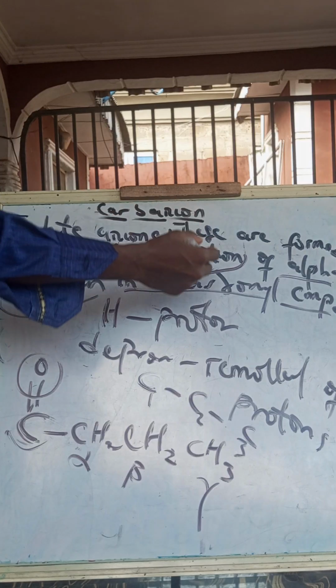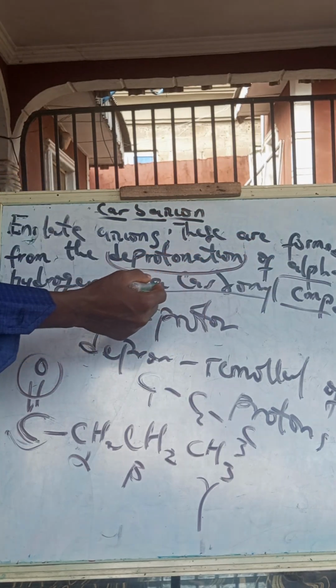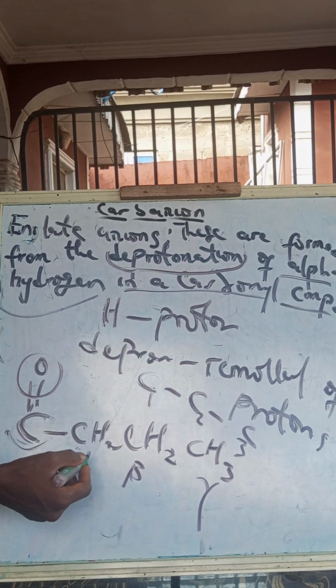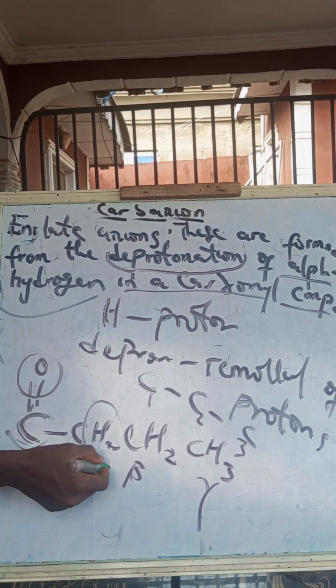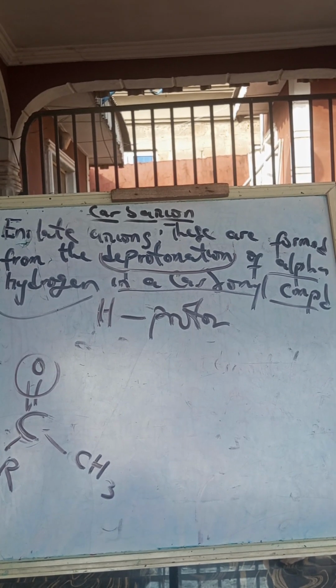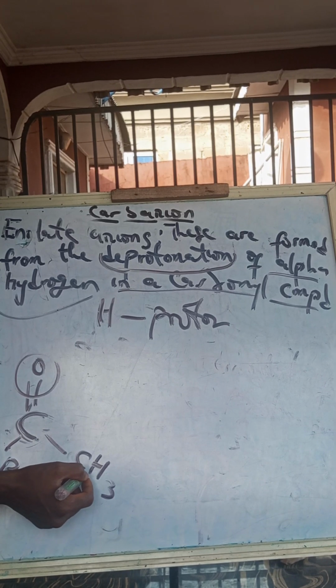Now the statement says these are formed from the deprotonation of alpha hydrogen in a carbonyl compound. Now let's look at where we have our alpha hydrogen. In this scenario, we know that this is our alpha hydrogen, and we want to deprotonate it. Very good. So now we have these as our examples. We are trying to create an enolate anion. So our aim is to deprotonate this alpha hydrogen.